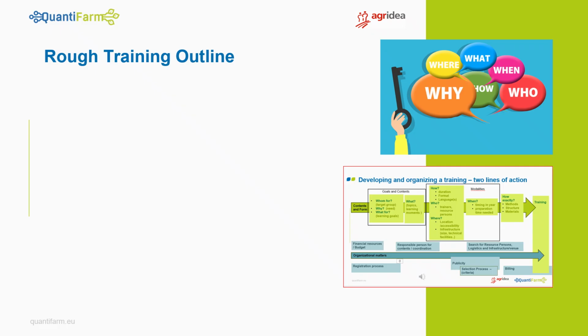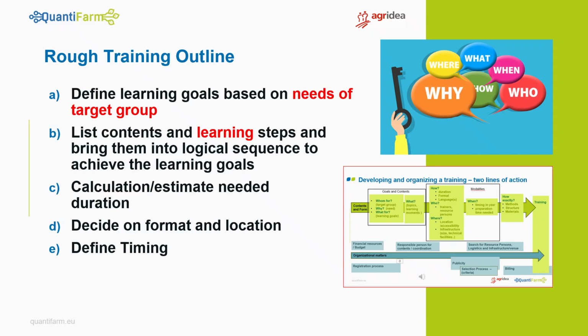And let's start with the first step of defining goals, contents, and modalities of your training and coming up with a rough training outline. These are the sub-steps in developing the training outline. They follow basically the logic and the questions along the green line of action that we have looked at 2 slides ago. And in general, coming up with this training outline is quite straightforward.